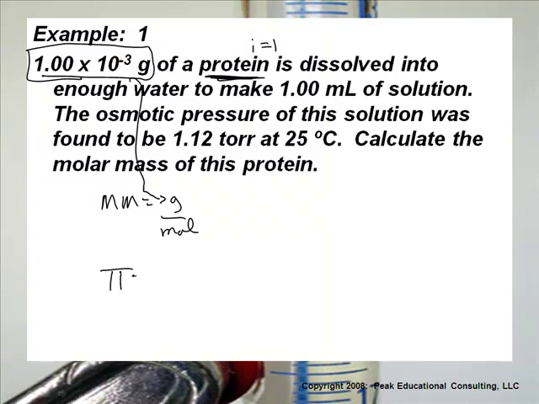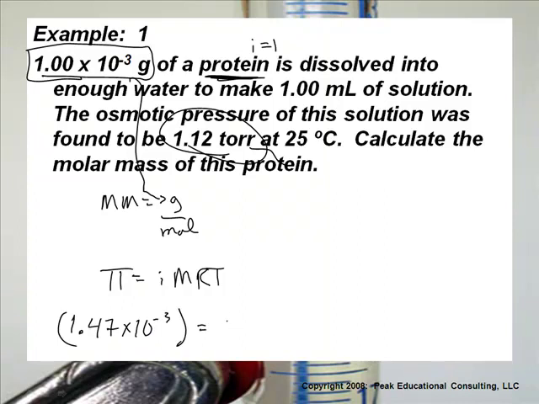So we can say pi equals iMRT. Well, what's pi? They gave it to us: 1.12 torr. I don't like torr, so let's convert that to atm. Divide that by 760. 1.47 times 10 to the negative 3. And that's the pi, equal to i, which is 1, times the molarity, that's what we're going to solve, times 0.08206 times the temperature. We're at 25 Celsius, so in Kelvin that'd be 298 K.